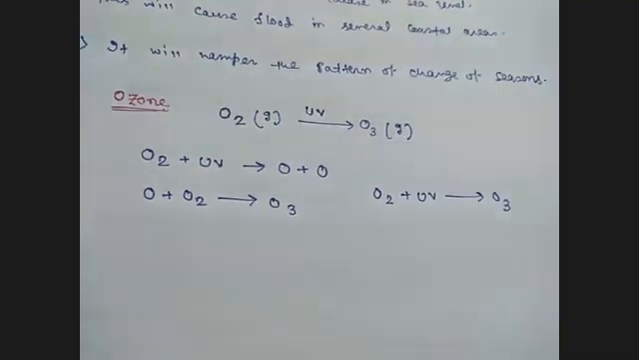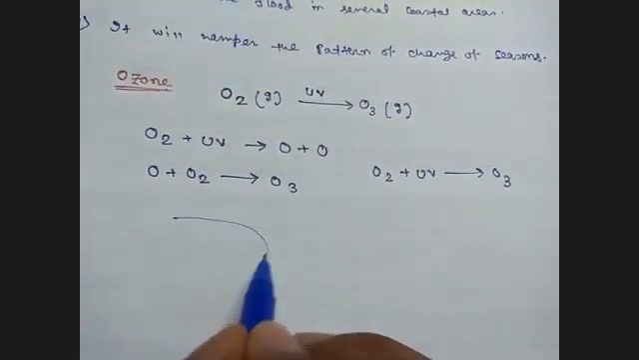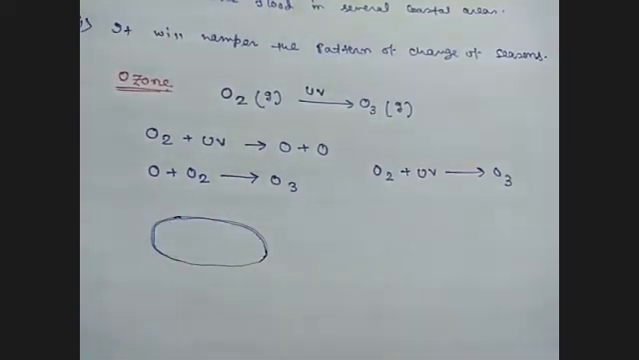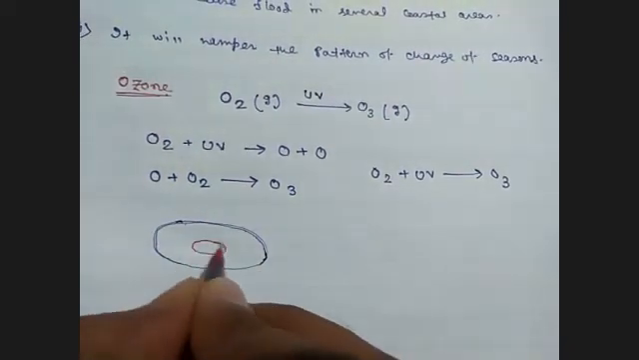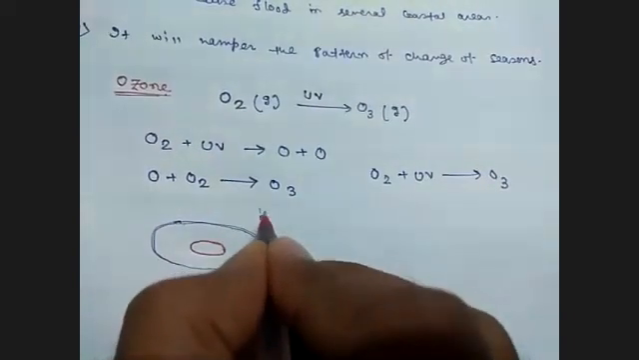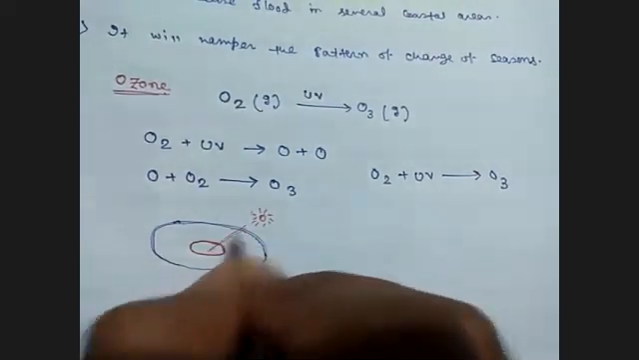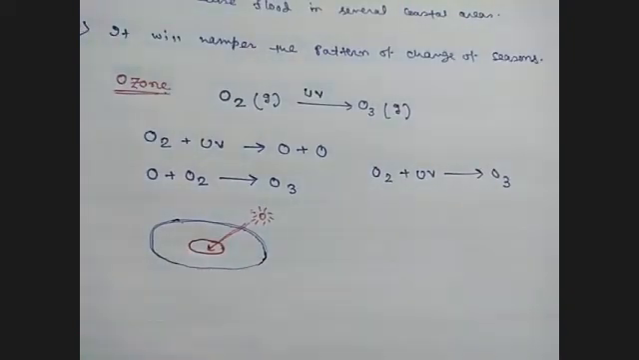In past some years, depletion of the ozone layer occurs, which leads to the formation of an ozone hole. Suppose this is a layer of ozone, but here depletion of ozone is starting. So here it creates a hole. The solar radiation will now come into the earth through this hole. This is called depletion of the ozone layer.